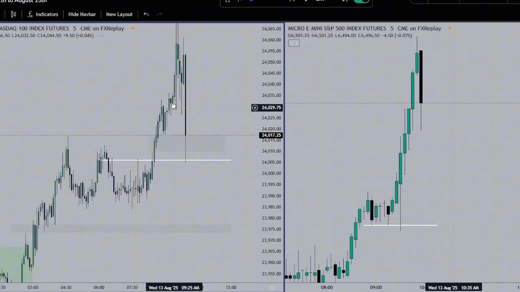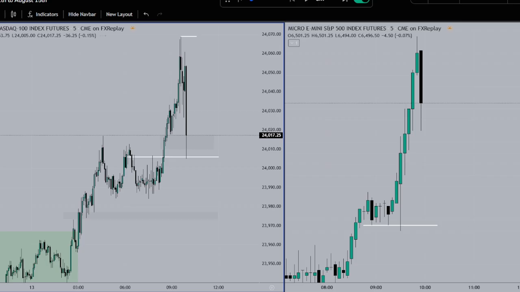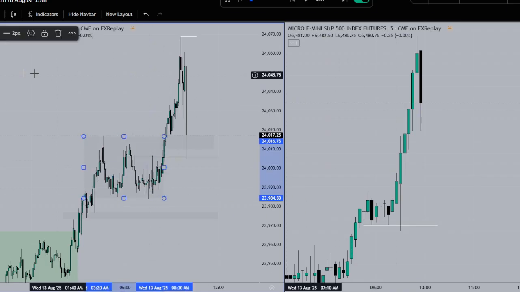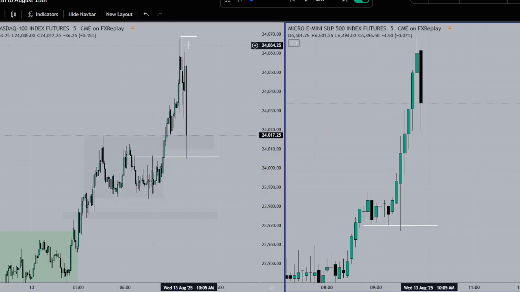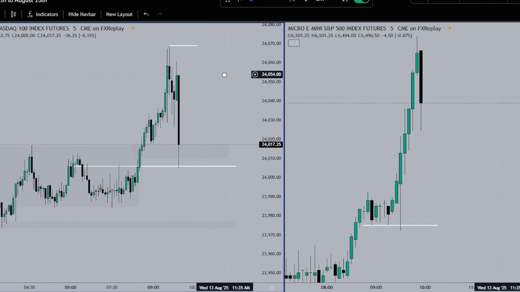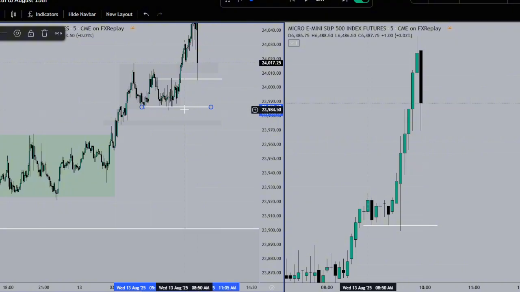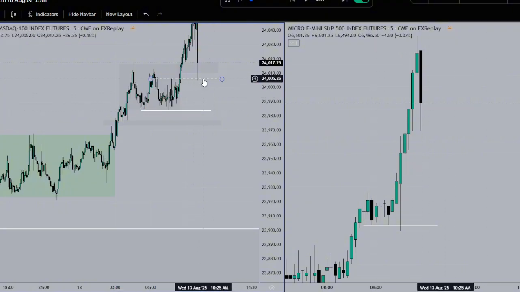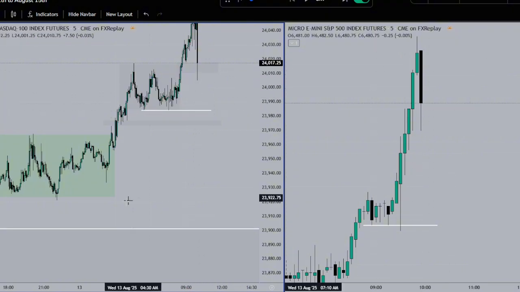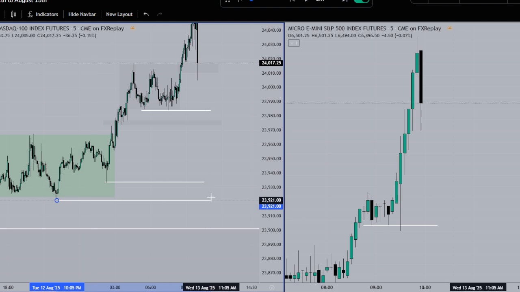So ideally, what this automatically looks like to me is an accumulation, manipulation, distribution. We have that SMT at the highs now as well, and we have a lot of drawn liquidity resting below. We have these equal lows resting right here. We have this low. We have this low as well.